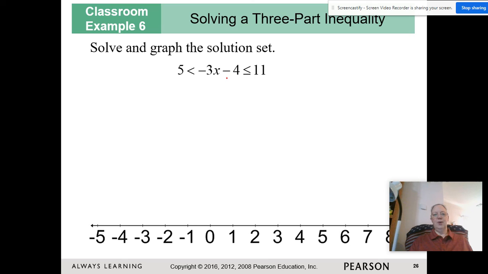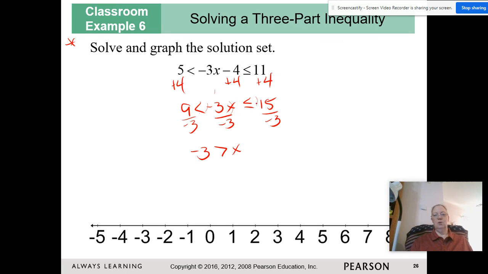All right, same idea. We have to get rid of the 4 first, so we're going to add it. Guys, I want you to pay attention to this one. This one's a little bit more involved because we've got a -3x. Because this is negative, we have to reverse these symbols. So we have to reverse this symbol, reverse this symbol. Here's what makes it tricky. So there are 2 tricky parts. The first tricky part is remember to reverse the symbol when you divide by a negative.